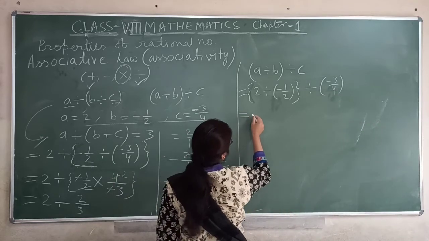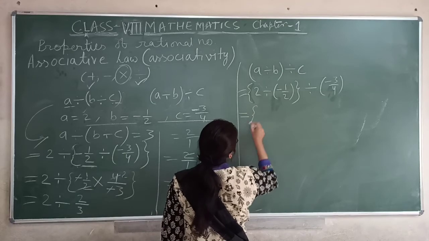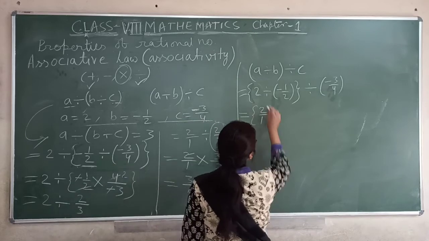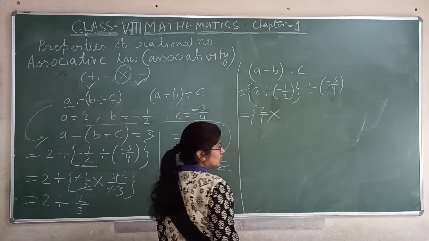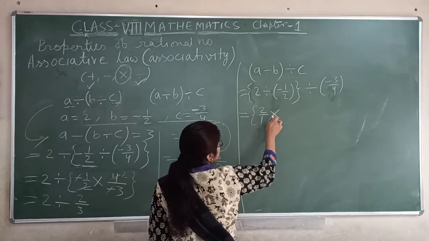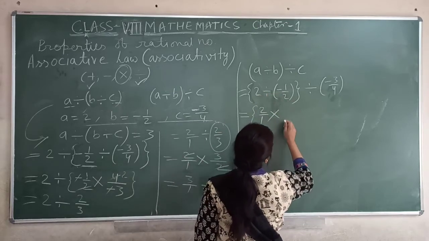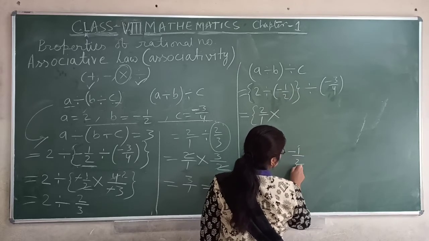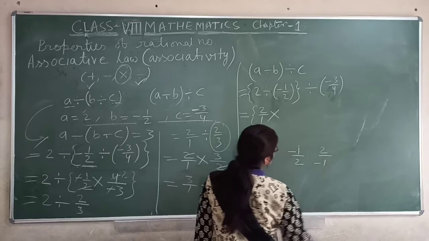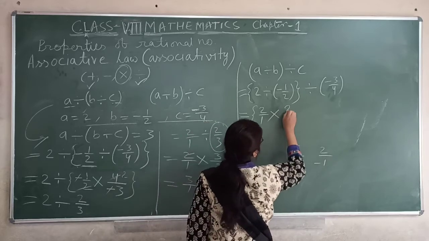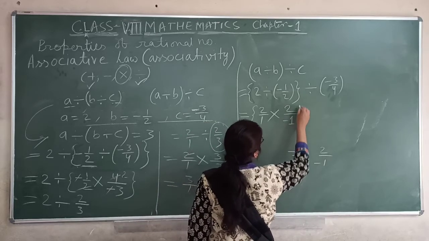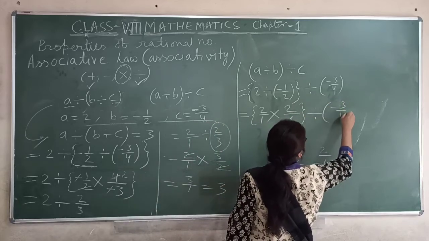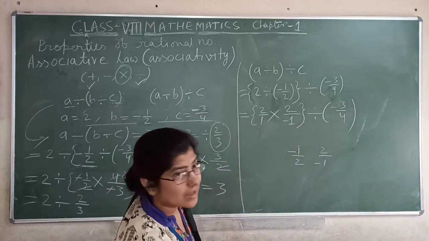Now look what we will do. This one as it is. You can write 2 as 2 upon 1. Divide is converted into multiply, and the reciprocal of this one. This is minus 1 upon 2; this is the numerator, this is the denominator. The denominator goes up, the numerator comes down. So 2 upon minus 1 within bracket. And this one we will write as it is. Okay.